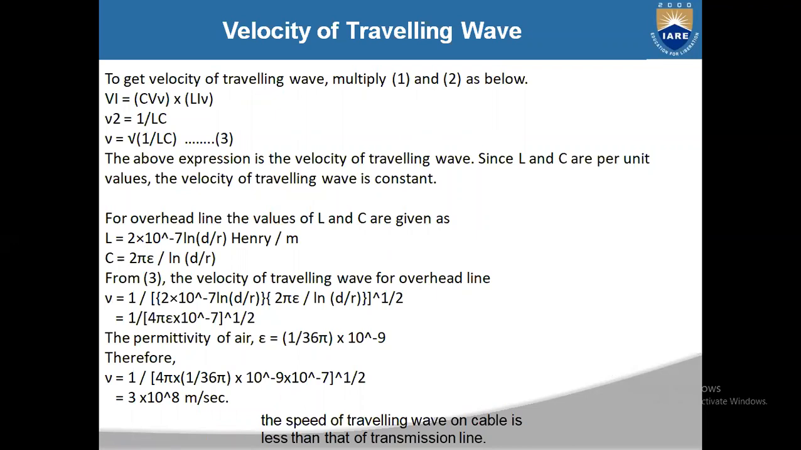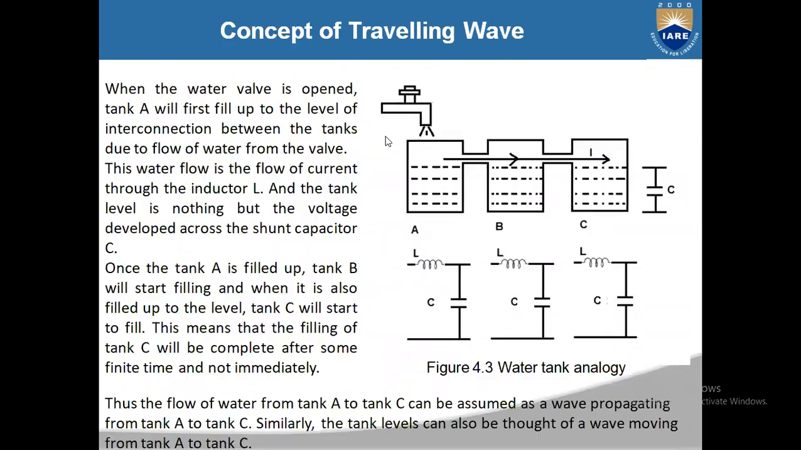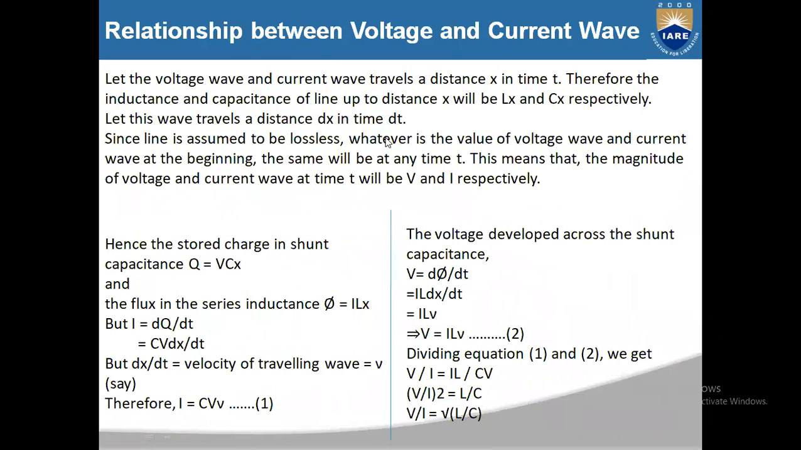Now if you want to observe the velocity of the traveling wave, at what velocity the wave is traveling, let us see here. Sorry, one slide is missing here. Before going to that, first observe the relationship between voltage and current waves. You have a voltage wave and a current wave. For that purpose, let the voltage wave and current wave travel a distance x meters in time t seconds.